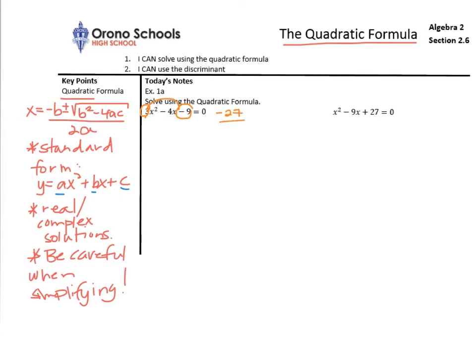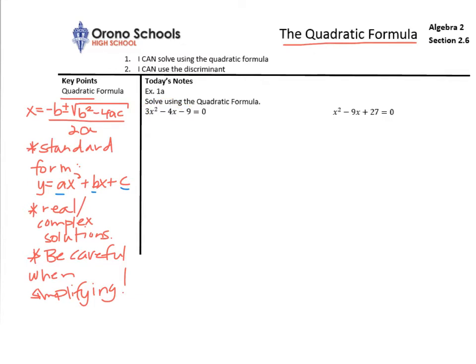So notice we can't come up with numbers that multiply to get negative 27 that would also add to get negative 4 in the middle. So it doesn't work to use the factoring method. Quadratic formula is just an alternative to that.